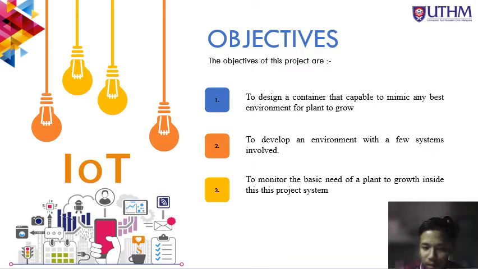My project objective is, first, to design a container capable of mimicking the best environment for a plant or crop to grow. Second, to develop an environment with a few systems involved. Third, to monitor the basic needs of a plant to grow inside this project system.